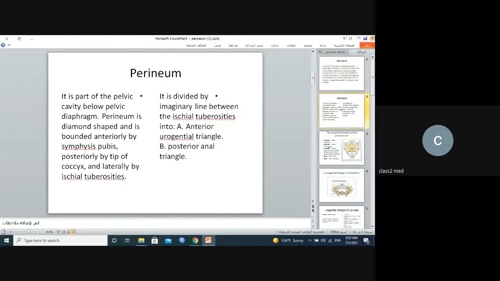The perineum is a part of the pelvic cavity below the pelvic diaphragm, as I said, and it is divided by the imaginary line between the ischial tuberosities into the anterior urogenital triangle and the posterior anal triangle.